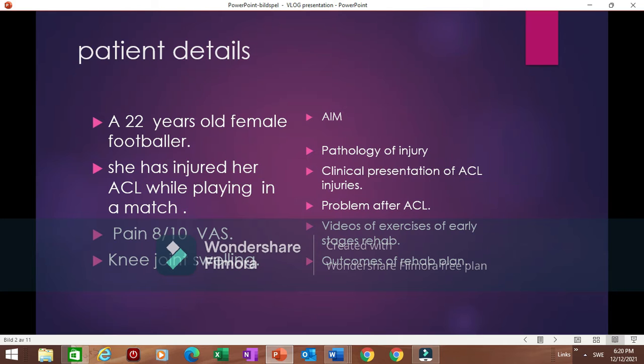I have a patient aged 22 years old. She's a female footballer. She ruptured her left anterior cruciate ligament while playing about 4 weeks ago. The ACL was torn when she planted her foot into the ground with her leg facing away from her knee. That can cause the leg to twist.